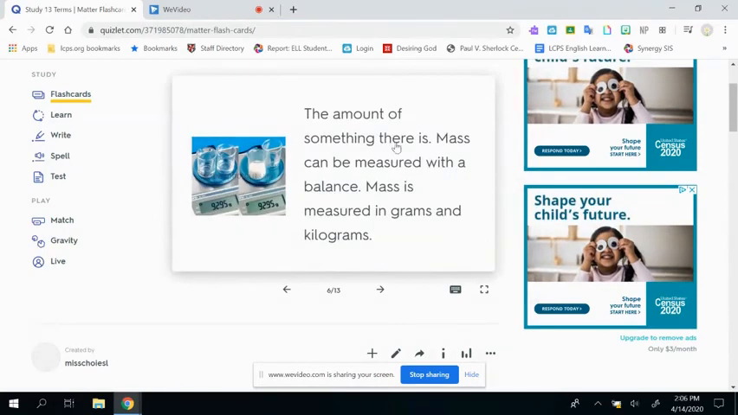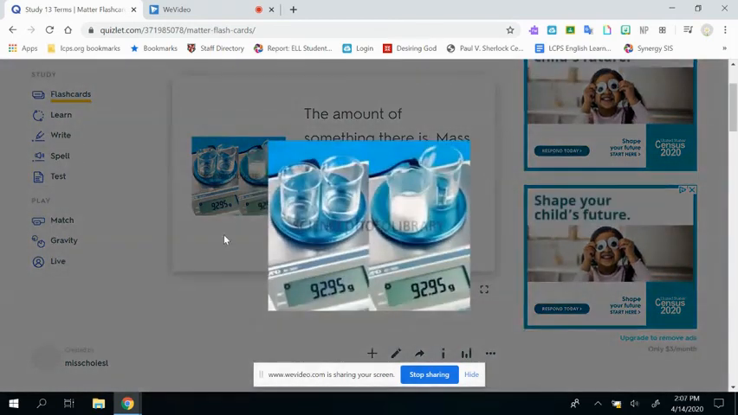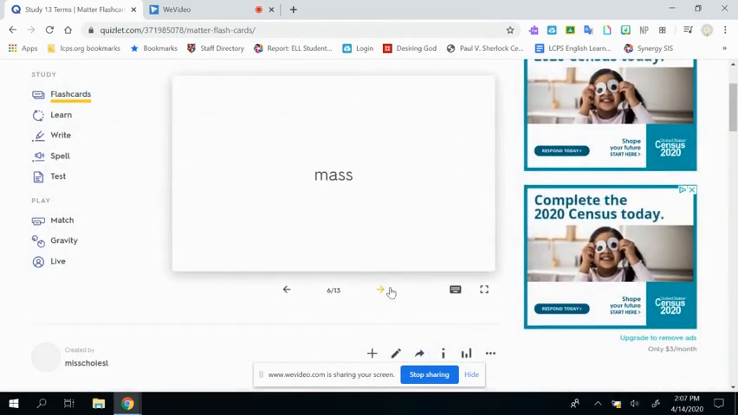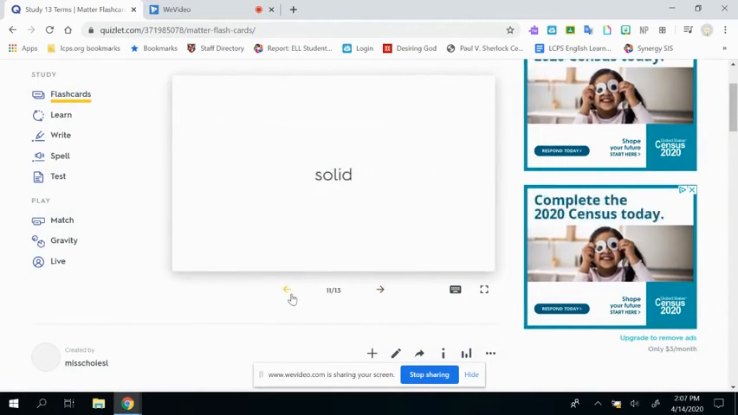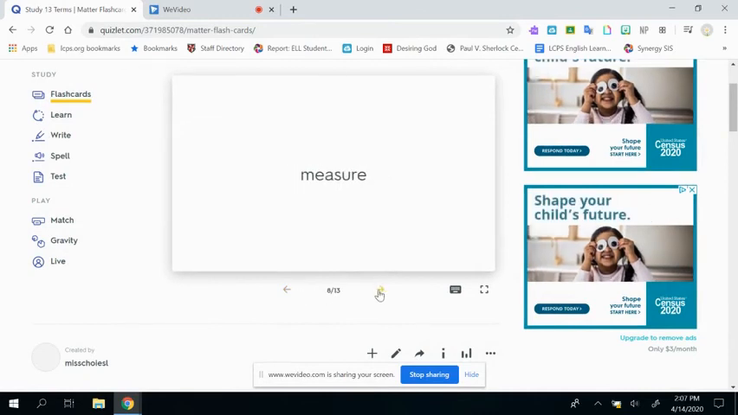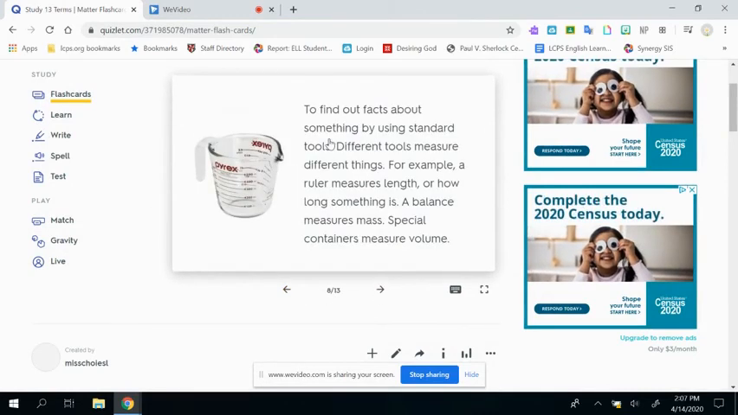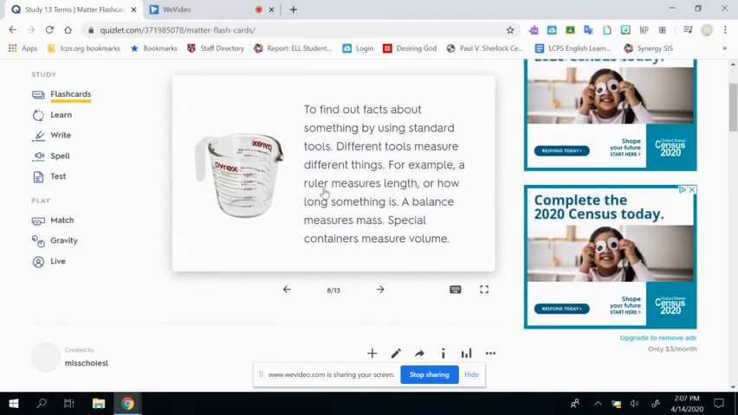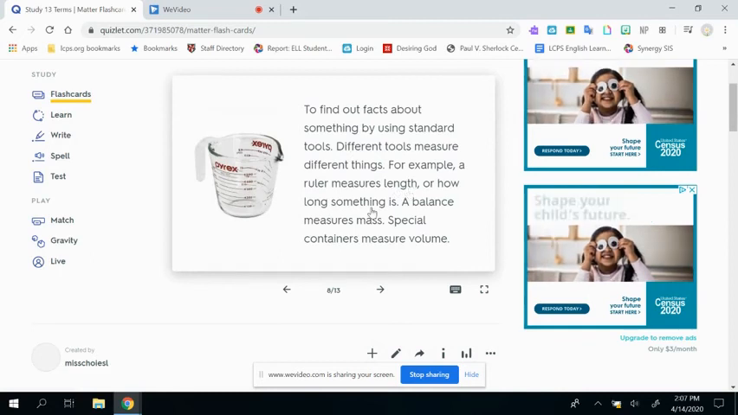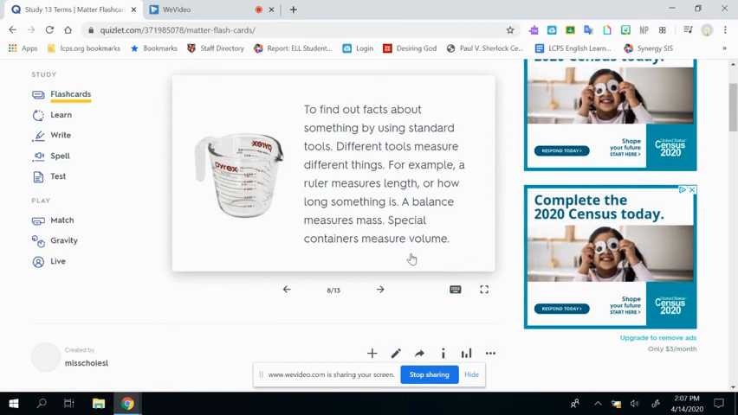Mass is the amount of matter something has. Mass can be measured with a balance. Mass is measured in grams and kilograms. Okay, I'll jump over to physical change or chemical change. Oh, boiling point. I want to go over boiling point. And measure. Measure means to find out facts about something using different tools. Different tools measure different things. For example, a ruler measures length, or how long something is. A balance measures mass. Special containers measure volume.